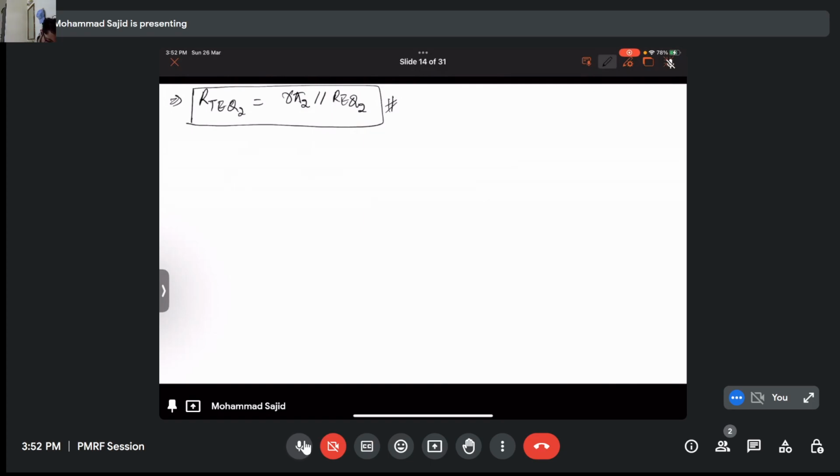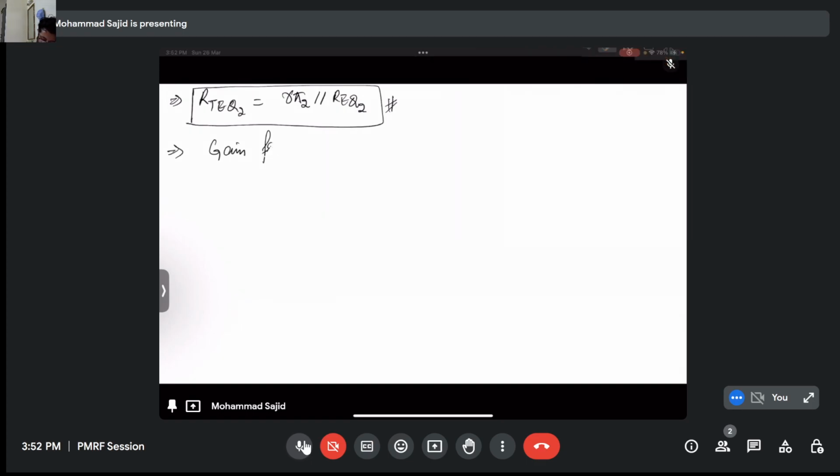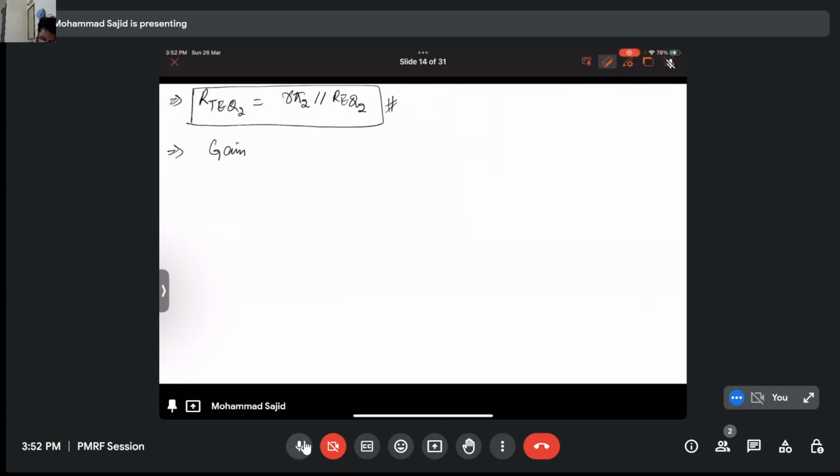So now my gain from transistor Q1 will be minus Q1. It will be like this, right? Just draw the output here.